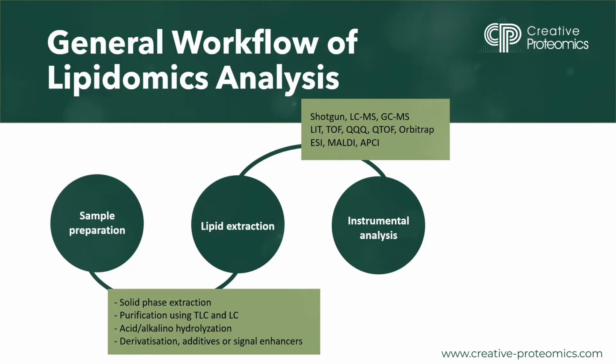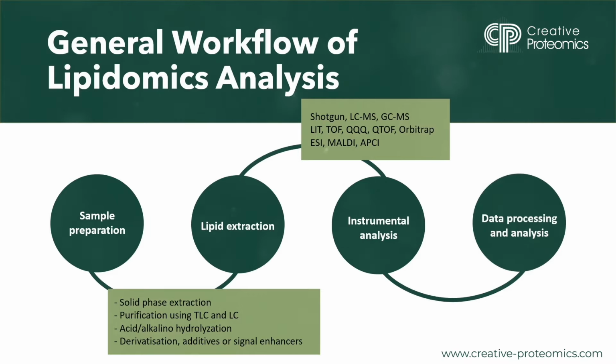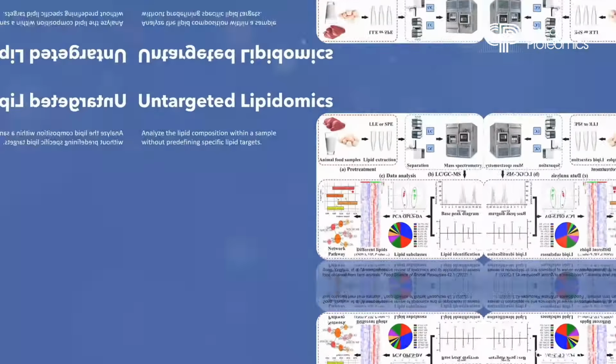Finally, data processing and analysis are essential steps in lipidomics analysis. This involves interpreting and extracting relevant information from the vast amount of data generated during instrumental analysis. Advanced software tools and bioinformatics approaches are employed to identify and quantify lipid species, perform statistical analysis, and interpret biological significance.